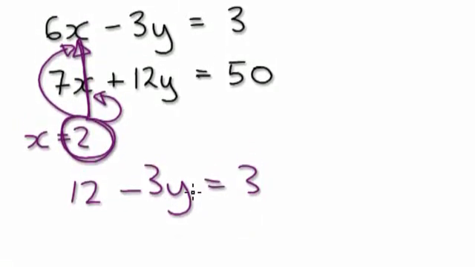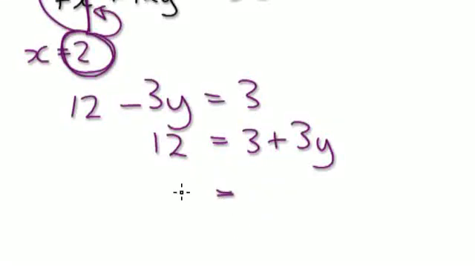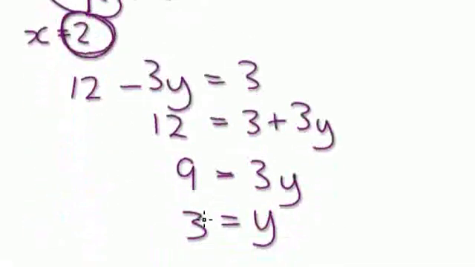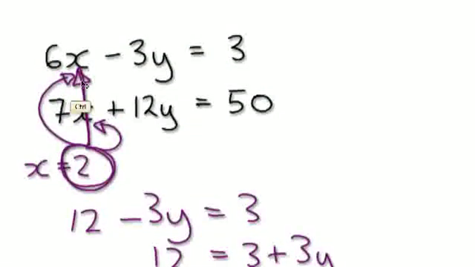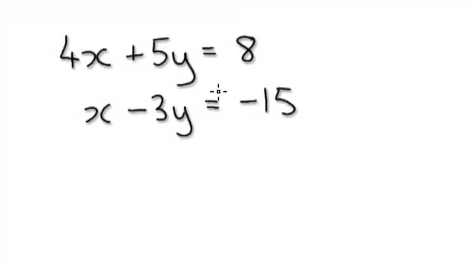Now we just want to work out what y is. So add 3y to both sides. So this will be 3y here, and then take away 3. So that will be 9 equals 3y, and then divide both sides by 3. So y equals 3. And if I were you, I would double check everything. Put the y and the x into both of these, and make sure they both equal 3 and 50. Okay. All right. Last one here.